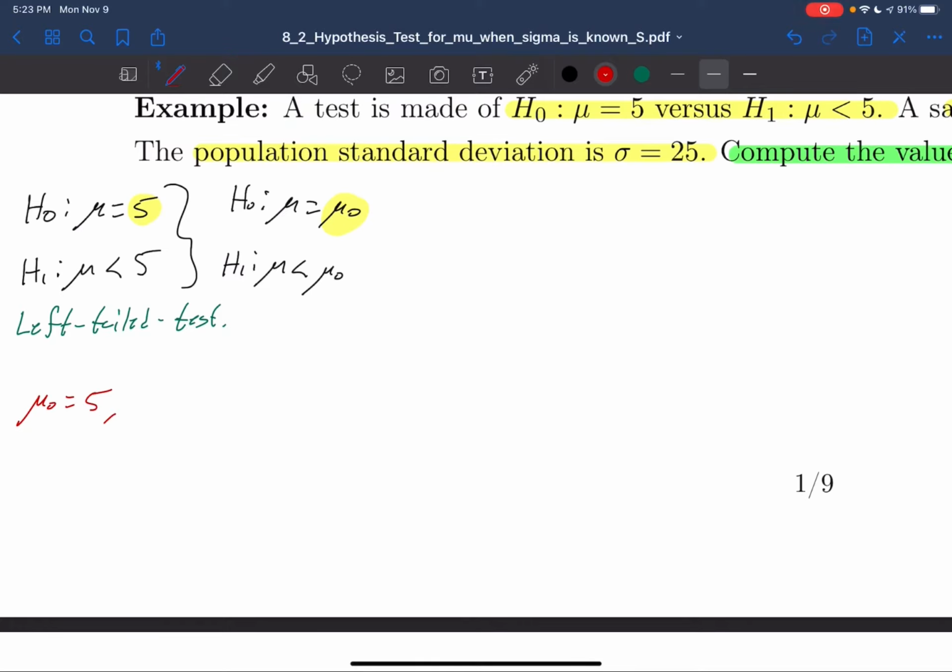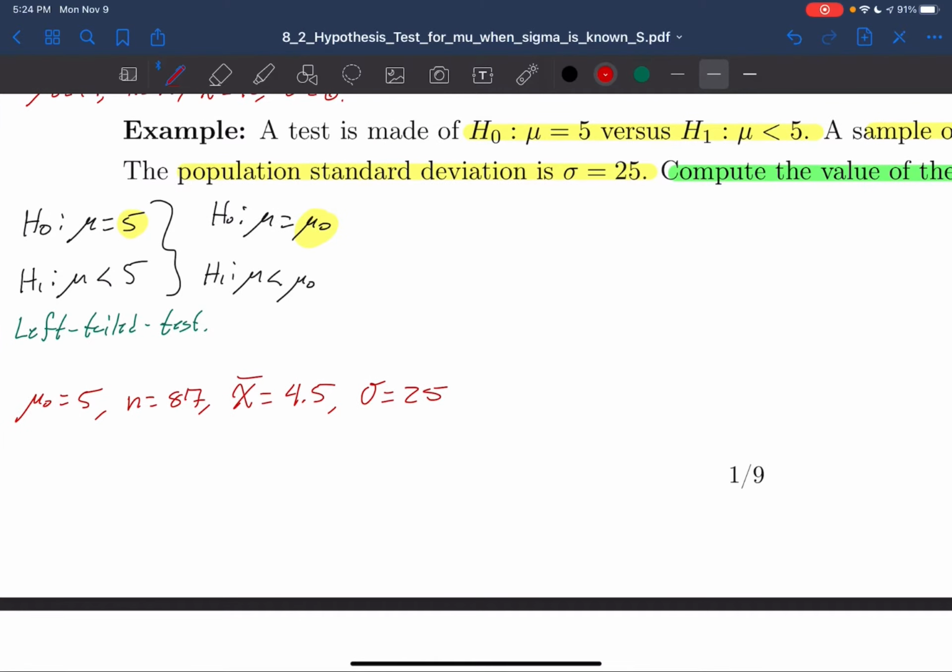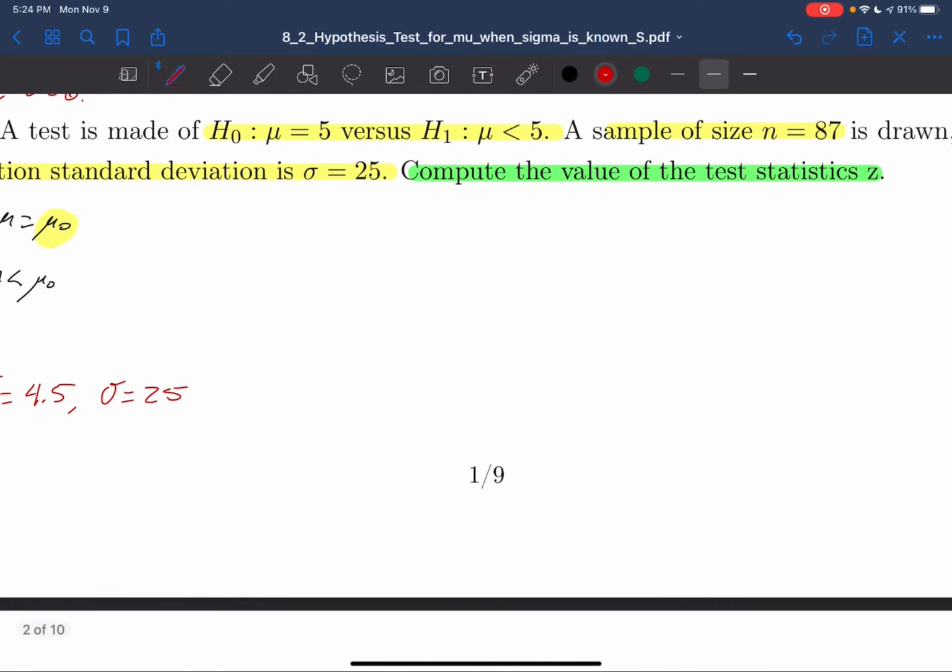We know that our sample size, n, is equal to 87. Our sample mean, x bar, is equal to 4.5. Our population standard deviation, sigma, is 25. Now that we have all of our values, we can again compute the test statistic. I'm going to write that in blue. Here z is equal to x bar minus mu naught divided by sigma over square root of n.